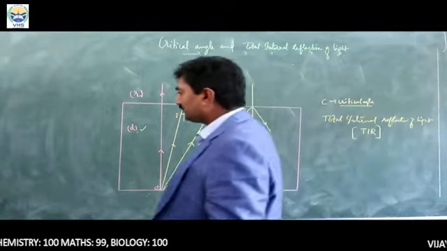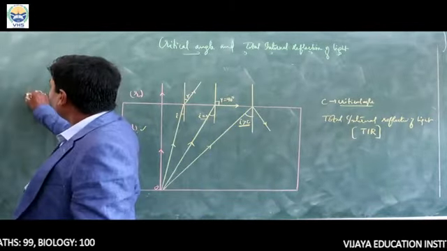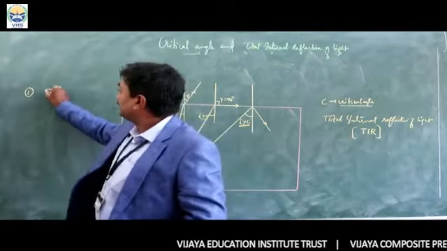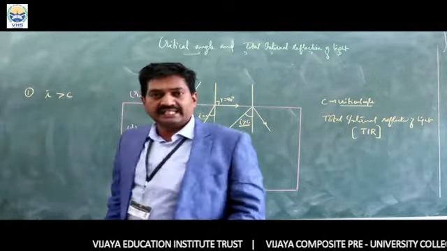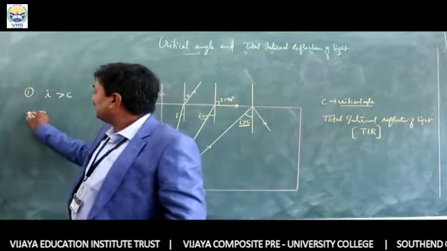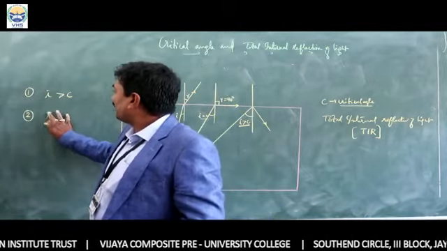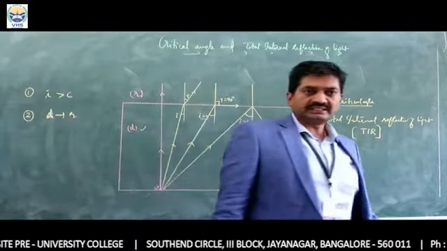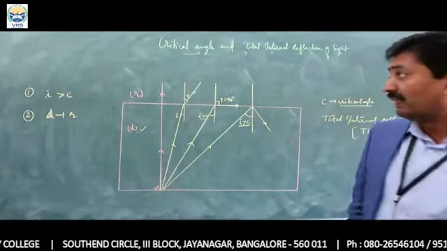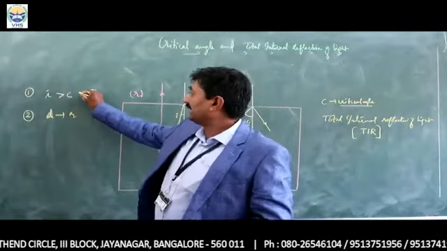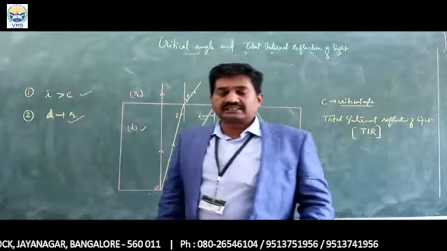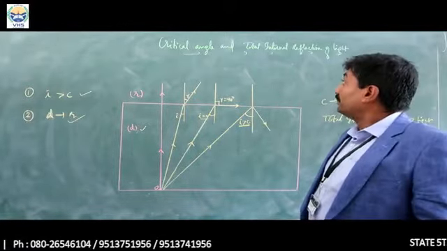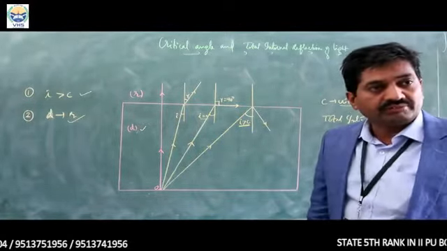There are two conditions for TIR of light. Number one is, the angle of incidence must be greater than the critical angle, and second one is, the ray must travel from a denser to a rarer medium. The two conditions for TIR of light are, the angle of incidence must be greater than the critical angle, and the ray of light is traveling from a denser to a rarer medium. That's all about critical angle and total internal reflection of light.